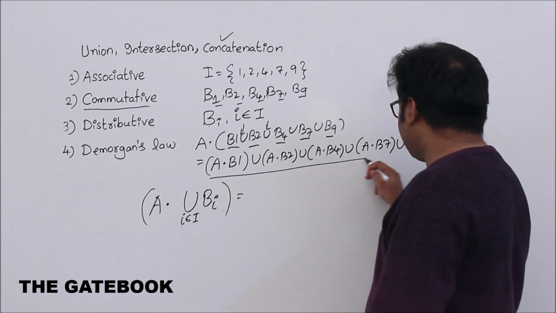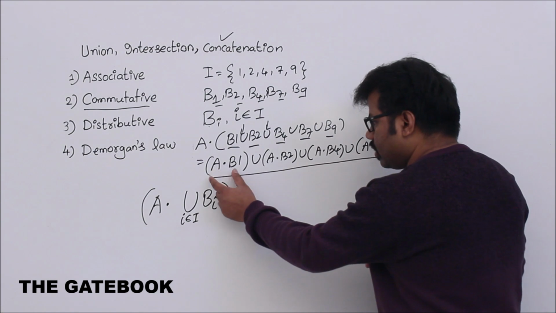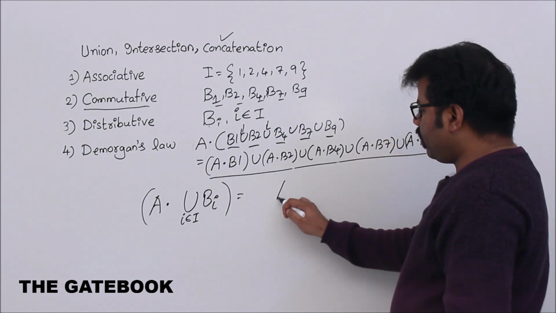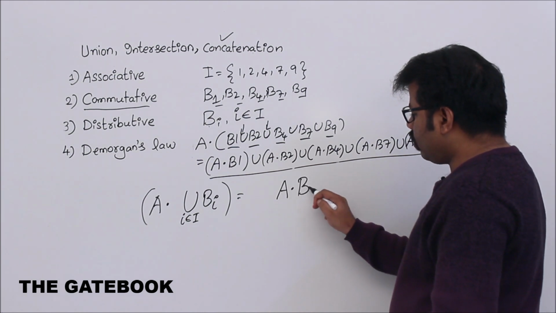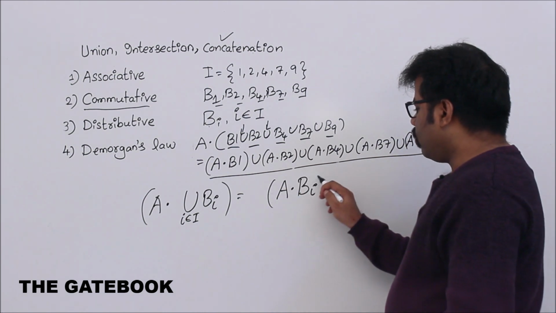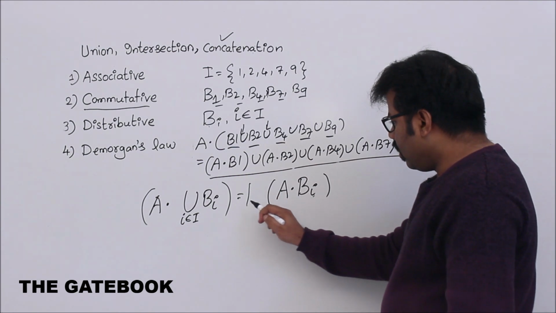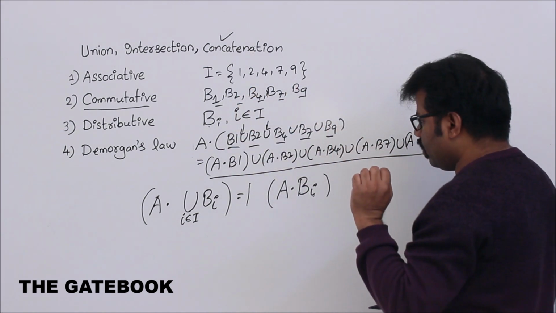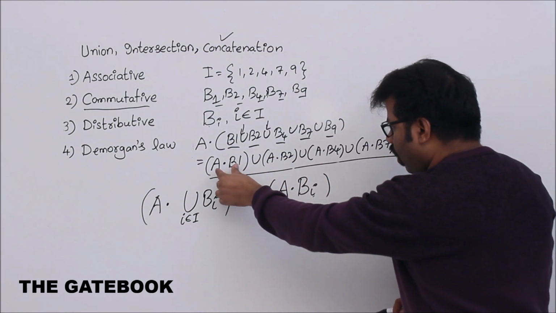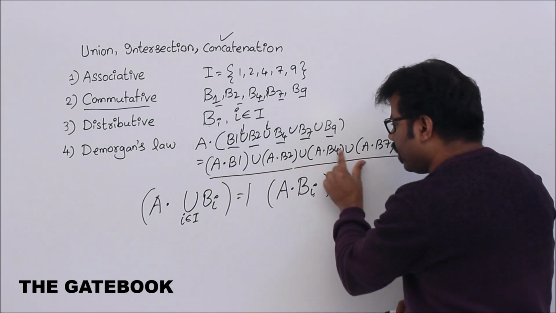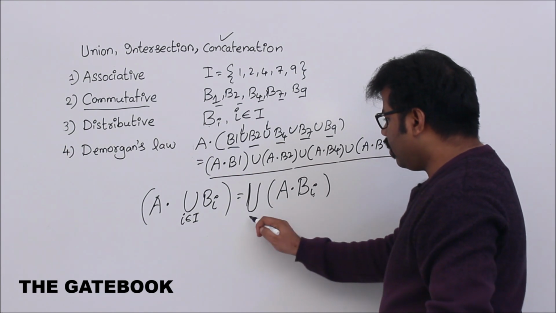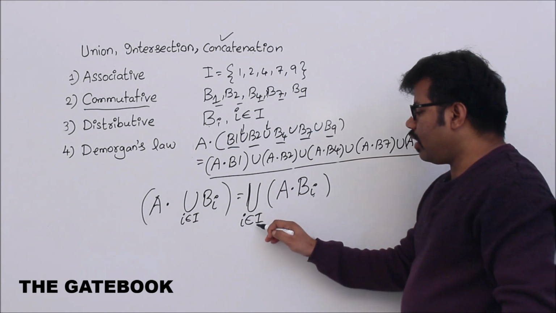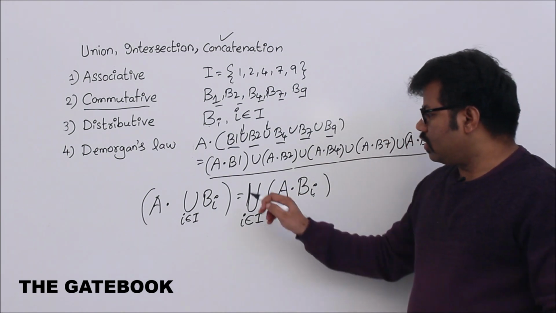Can we simplify this? Yes. Here you see the structure is the same: A dot B, A dot B, A dot B. That means A dot some Bi. So let us use Bi, where i varies from 1 to 9, correct. One more thing: all those A dot Bi's are joined by union, right? That's why we use union here, where i varies from 1 to 9. That means i belongs to capital I.